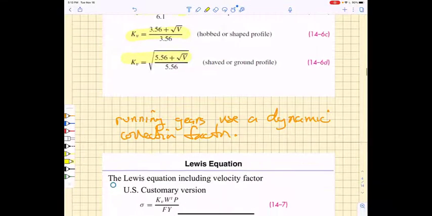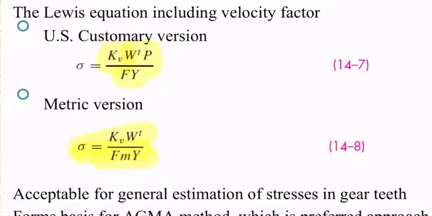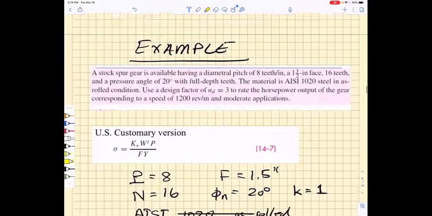Now, we always use a dynamic correction factor for running gears, and if we incorporate that dynamic correction factor into the Lewis bending stress equation, you see that it shows up right here, and the metric version of this shows up in equation 14.8. This is a good time for an example problem.